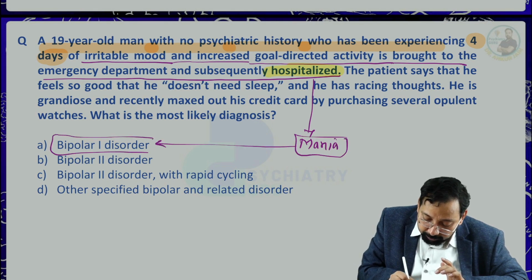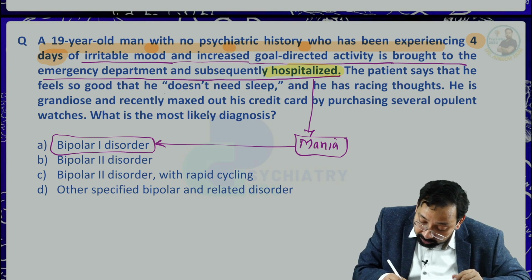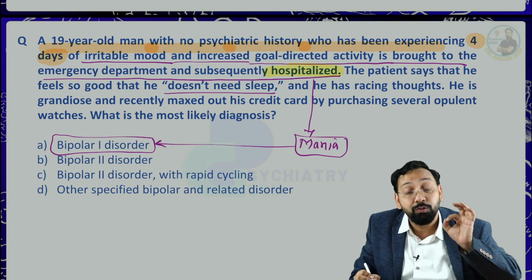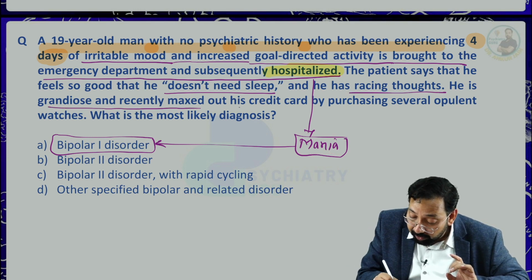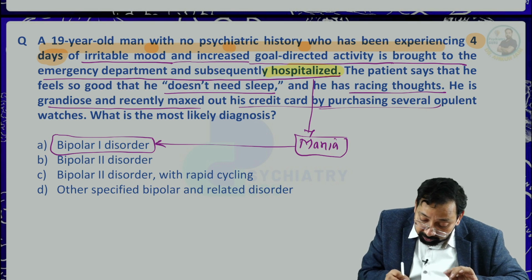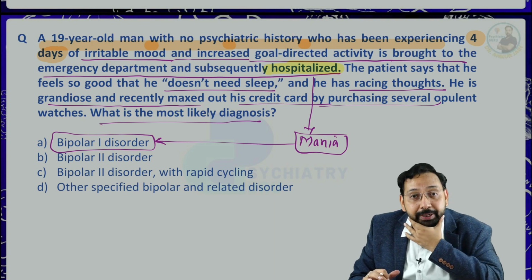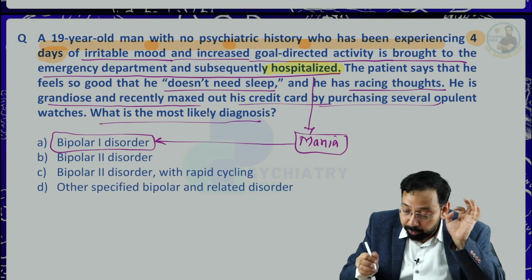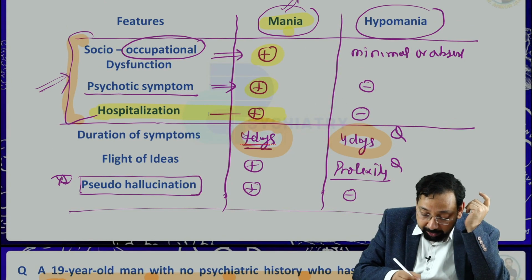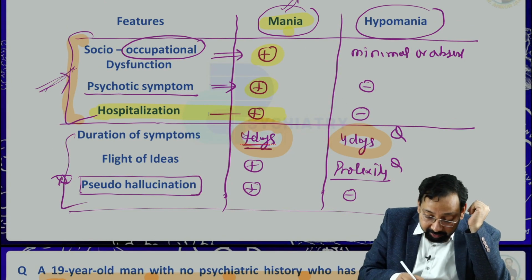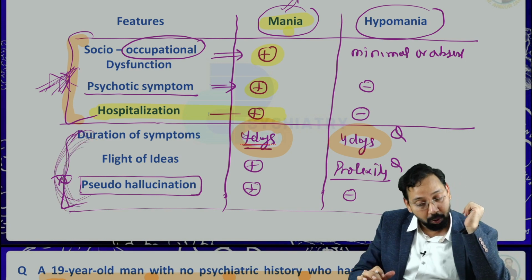So I will not see other things, but definitely symptoms: does not need sleep, decreased need for sleep, racing thoughts, he is grandiose, recently spending massively with credit card, buying watches. Most likely diagnosis is BPAD 1, bipolar 1 disorder. Understood? In this, duration is not an important criterion. You will remember these 3 are more important than these 3. But if these 3 are not given, then you will mark the answer on the basis of these 3. Okay.